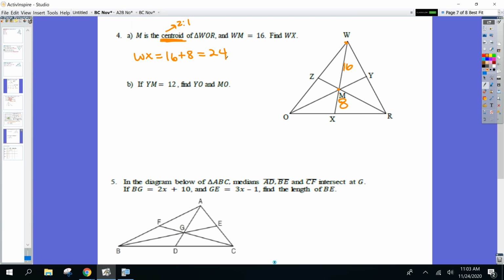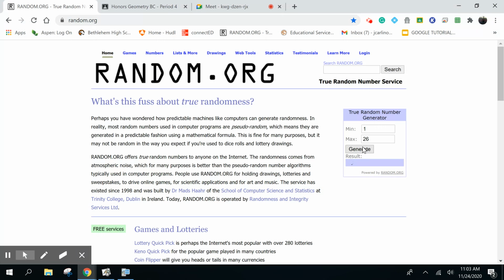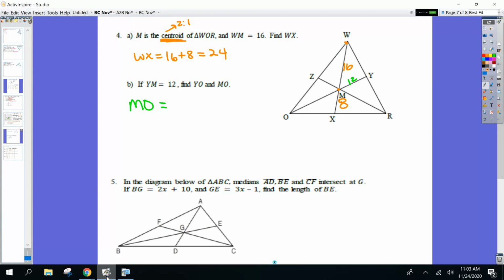All good? One more. YM is 12, so let me put a length of 12 on here. What's YO and what's MO? Before I get to YO, I'm going to need to find MO so I can add it to 12. Sean, what's the length of MO? MO is 24, right? Double, 2 to 1. And then for YO, we add them together, 24 and 12.